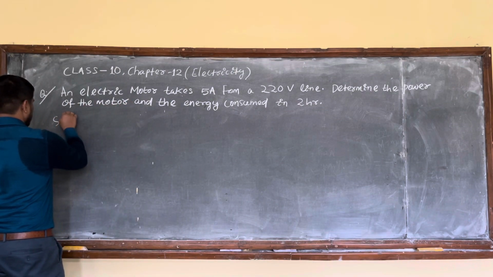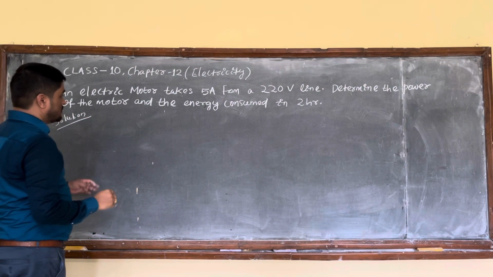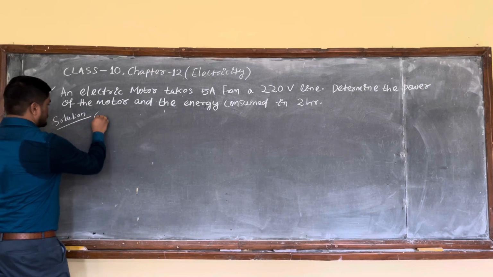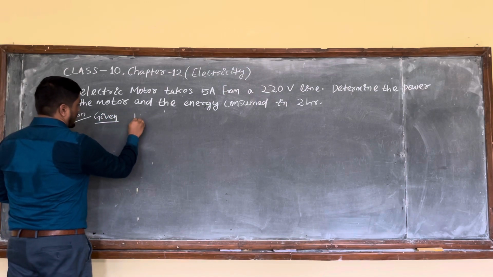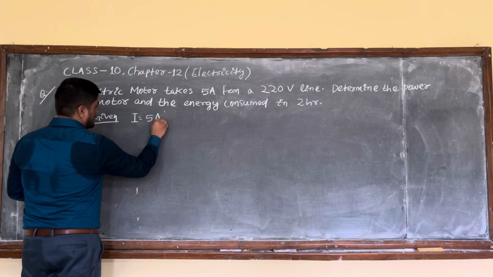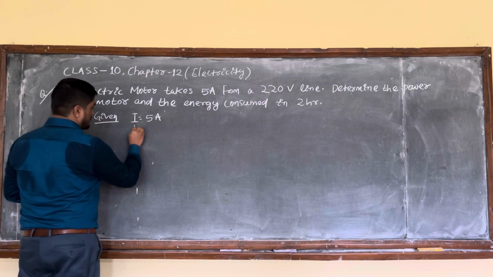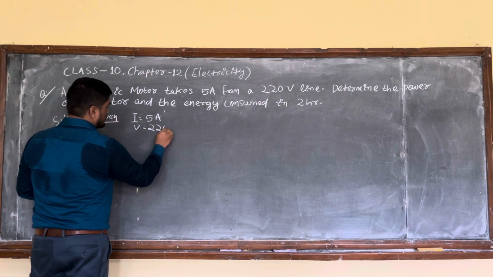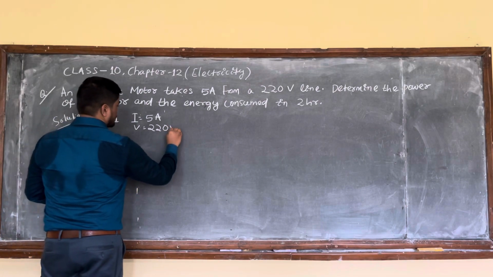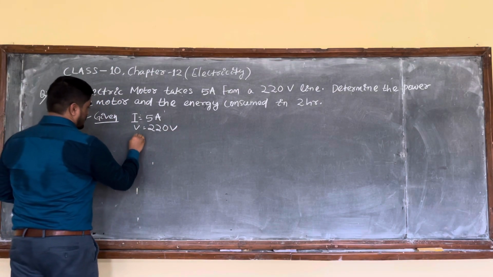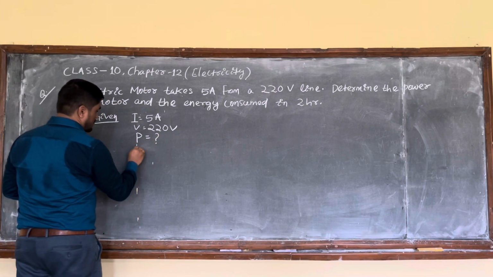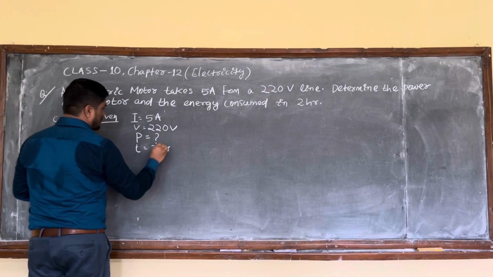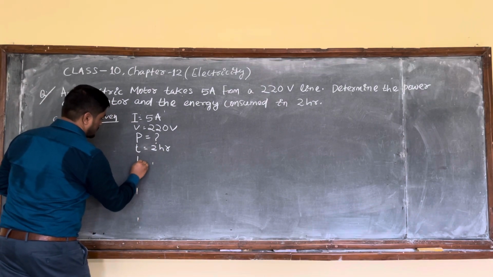So solution. First you have to write what is given in the question. Here the current I is given, 5 ampere, and the potential difference V is given, 220 volt, and you have to find out the power. Then again time is given, 2 hours, and you have to find out the energy.